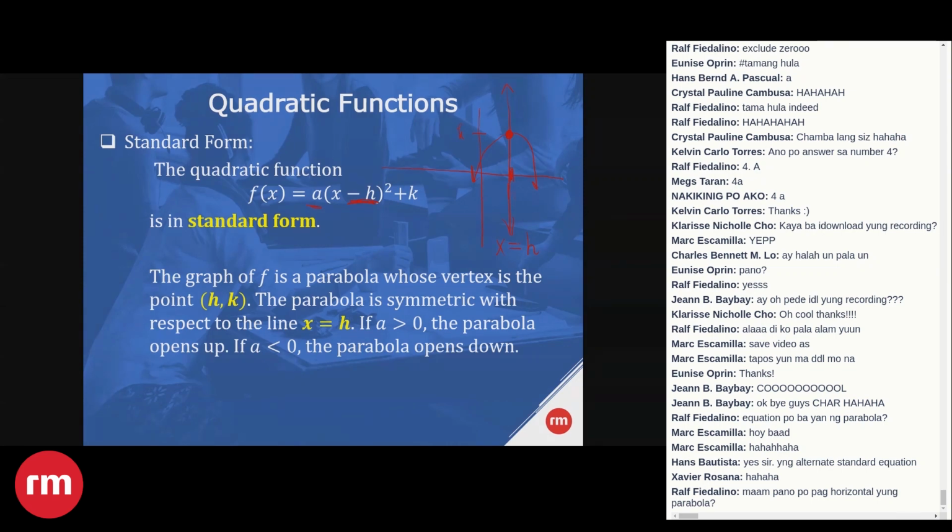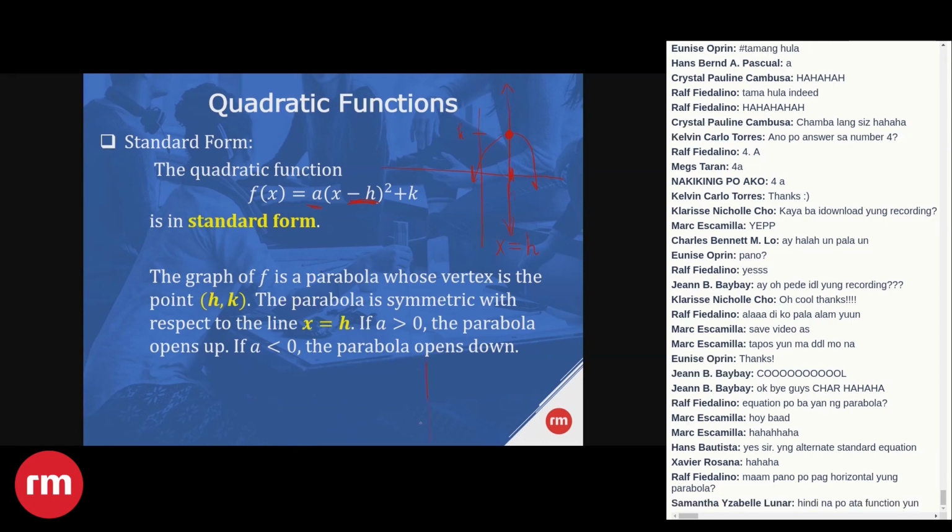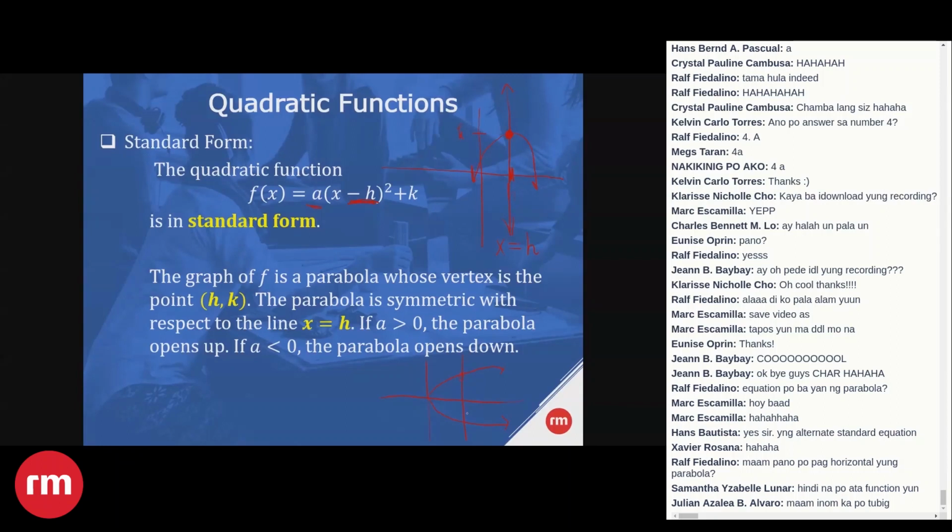Okay, paano kapag horizontal yung parabola? If that is the case, I know that you have taken that in your conic sections, those parabola opening to the left and right. Okay, that's okay, but those are not functions. If you have a parabola, say, opening to the right, this one, okay, this is a conic section, this is a parabola, but this is not a function. It fails the vertical line test.